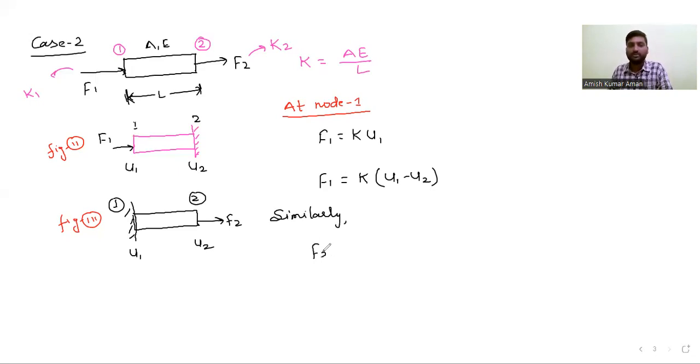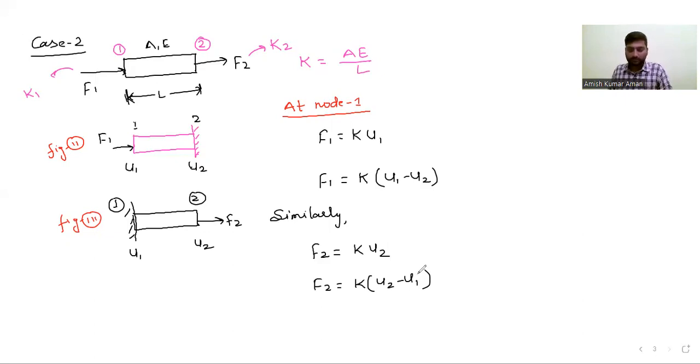Similarly, if you are going for F2, then in this case F2 can be written as K into U2, right? And from this figure, if you are going to find F2, that will be equal to K into, now here U2 is fixed, so U2 minus U1. See, the first term will be the fixed one. Here U1 minus U2. In this case, U2 is fixed, so U2 minus U1. That's it. Now we have these F1, F2 equations.